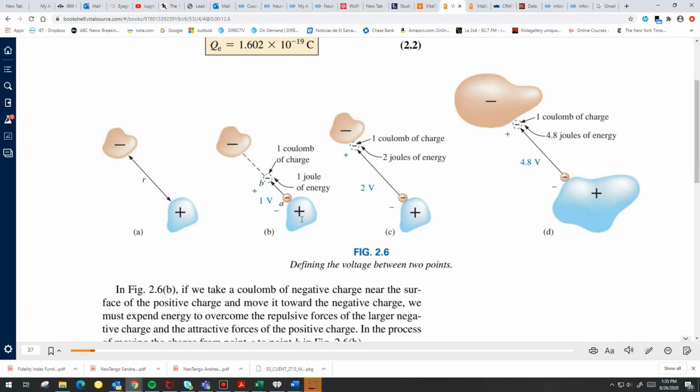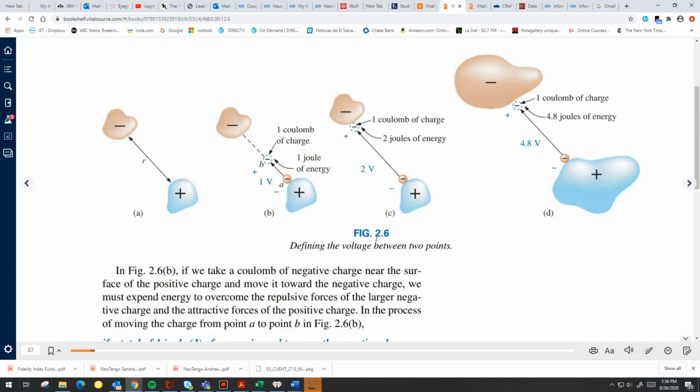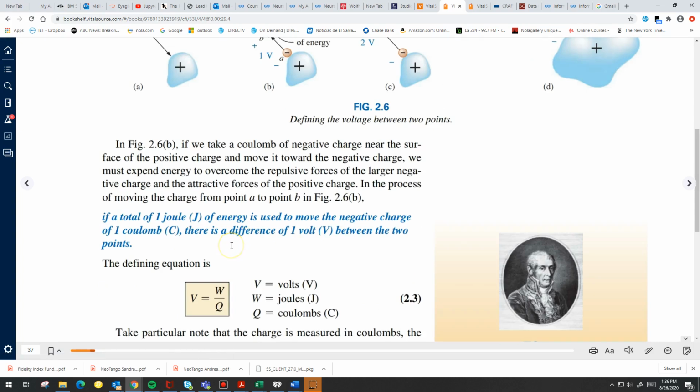That's why another name for voltage is also potential difference. Sometimes you'll hear the terms potential difference or voltage when you refer to the concept of voltage. They both mean the same thing. But just remember that voltage means the total energy required to move one charge from point A to point B.